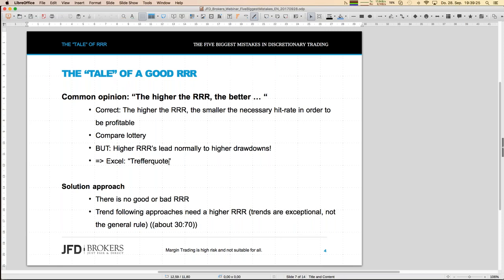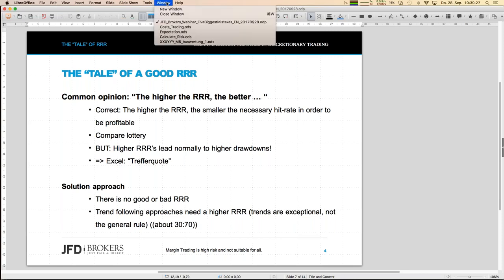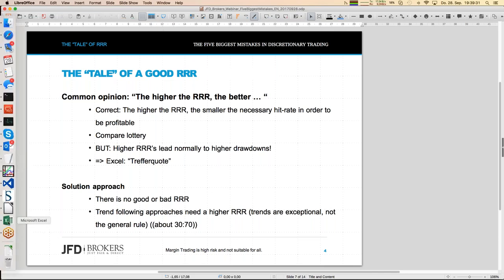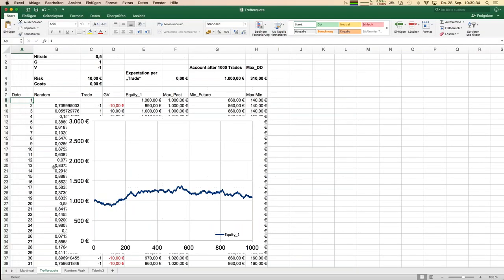Let's look at that a little bit more practically, and we do that with an Excel sheet here as well. Honestly, it is an Excel sheet we already used in a previous webinar, so let me guide you quickly through it. It works with random trades, so with random numbers, and in this Excel sheet we can really adjust everything.